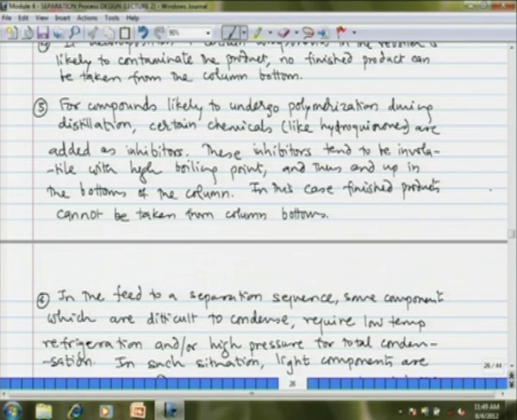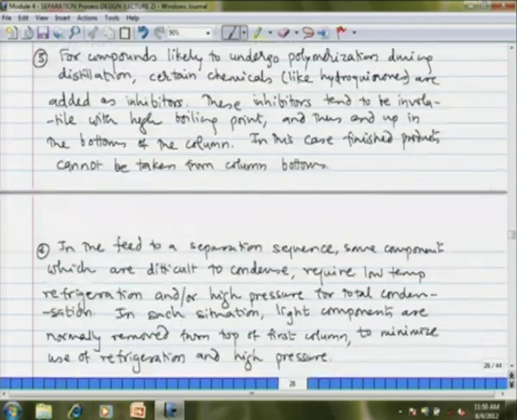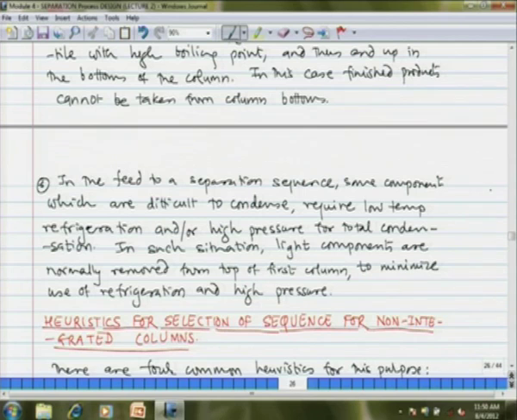In this case, certain chemicals are added, like hydroquinone, which is one of the chemicals that are inhibitors, which inhibit the polymerization. However, these chemicals are usually high boiling components, and these inhibitors end up in the bottom of the column and they contaminate the product there. So, in this case, the finished product cannot be taken off from the column bottom.